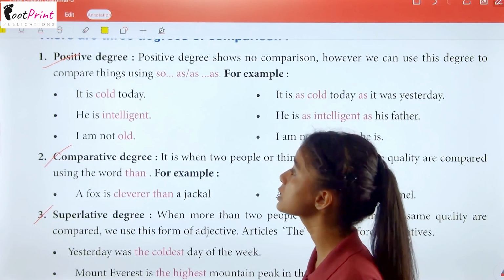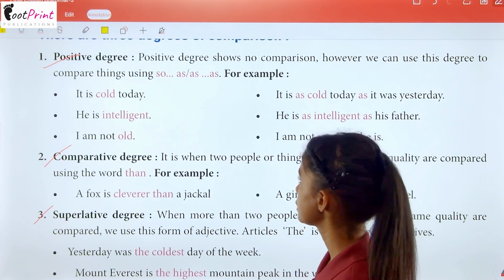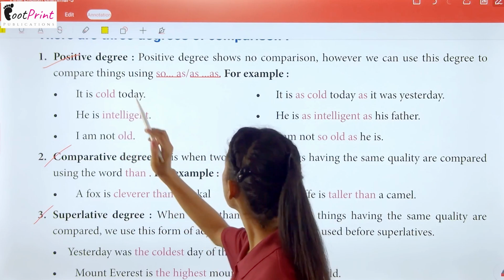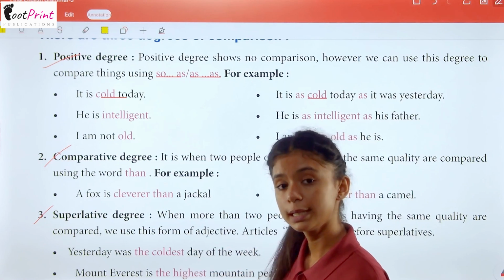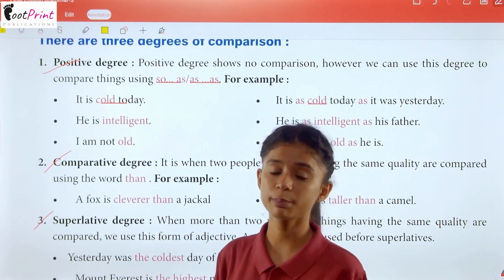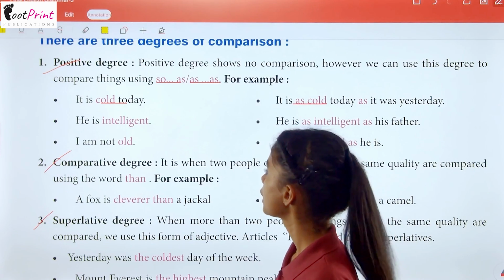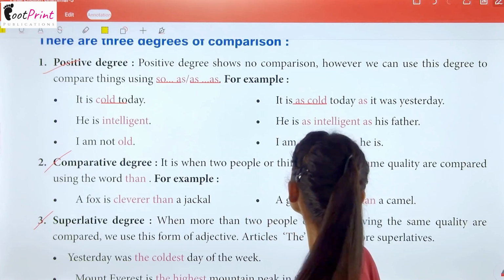However, we can use this as a degree to compare, but we still use it to compare things using so and as. For example, it is cold today. It is as cold today as it was yesterday. So, if we want to use this degree for comparison, we use as or so. I am not old. I am not so old as he is.